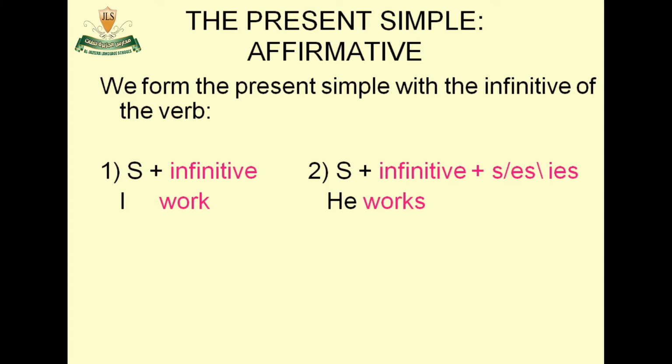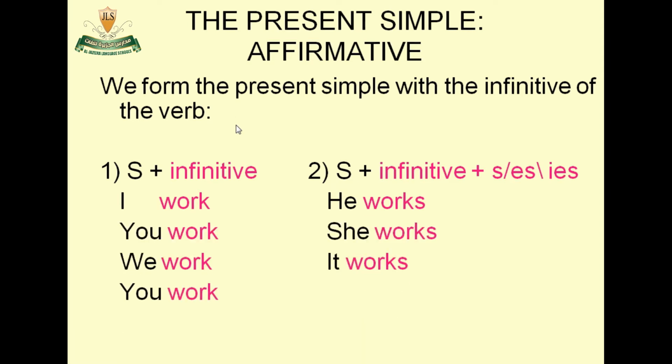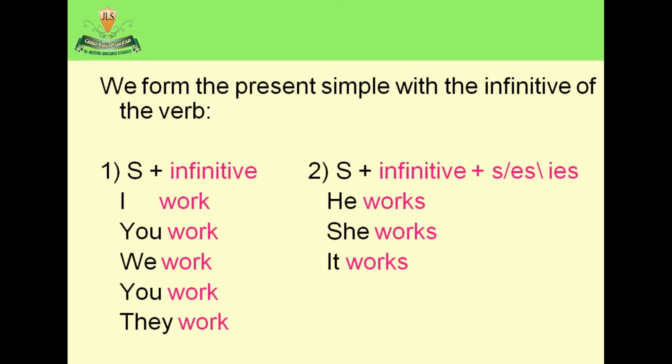But what if we start with he? In this case, if the subject is he or she or it, it's plus infinitive and s or es or ies. So it's he works. Now, you work, we work, you work, they work. Which means that with I, you, we, and they, the verb is infinitive. And again, infinitive means the verb without any additions. But with he or she or it, as you can see, he works, she works, it works. So with he or she or it, we add s to the verb.